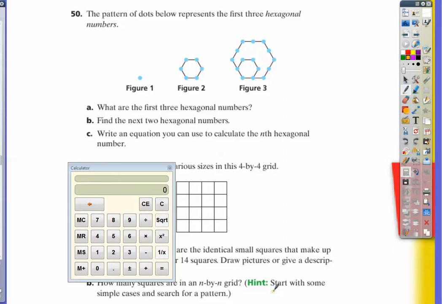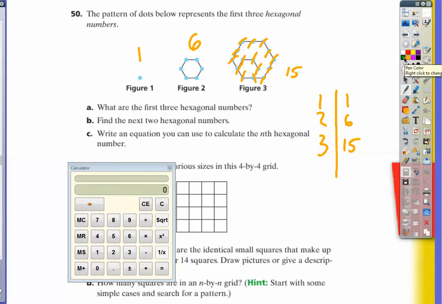Alright, what are the first three hexagonal numbers? Well, thank you very much, book. They show us the dots, so obviously it's 1, 6, and then this is 1, 2, 3, 4, 5, 6, 7, 8, 9, 10, 11, 12, 13, 14, 15. So we're going to have a table that starts at 1, 2, 3. We have 1, 6, and 15.